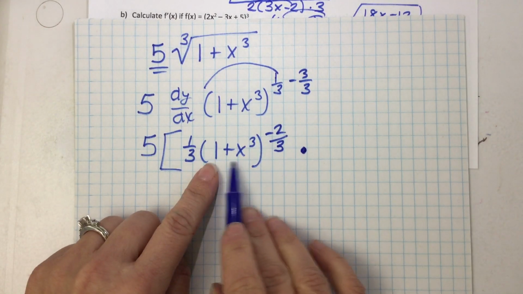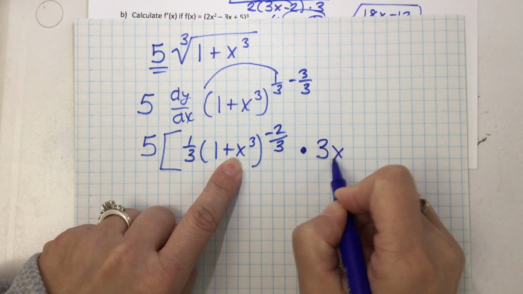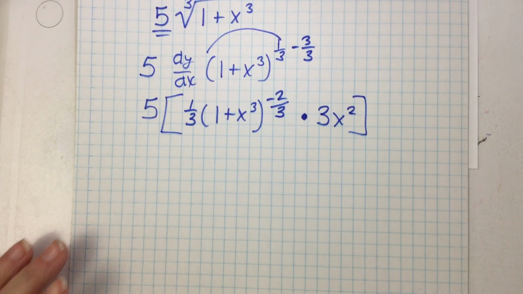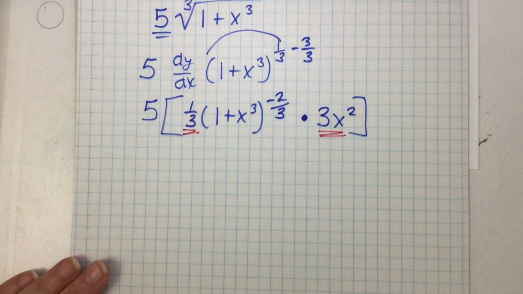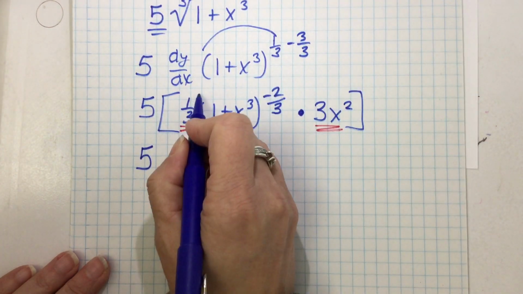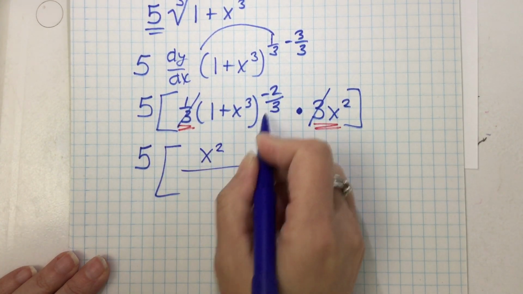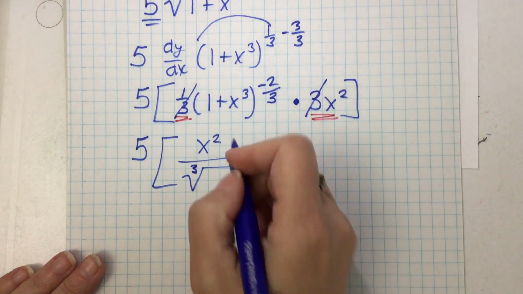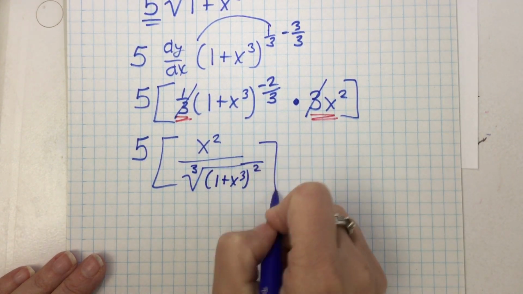Now I have to multiply by the derivative of what's on the inside. The derivative of x cubed is 3x squared. Kind of wild, but we can do this, guys. Okay, if I go ahead and I multiply 1/3 by 3x squared. So I'm still just working on the inside. I have that darn 5 on the outside. 1/3 cancels a 3. So I have x squared on the top. This is a cubic root because it has a 3 on the bottom. This is 1 plus x cubed to the power of 2.